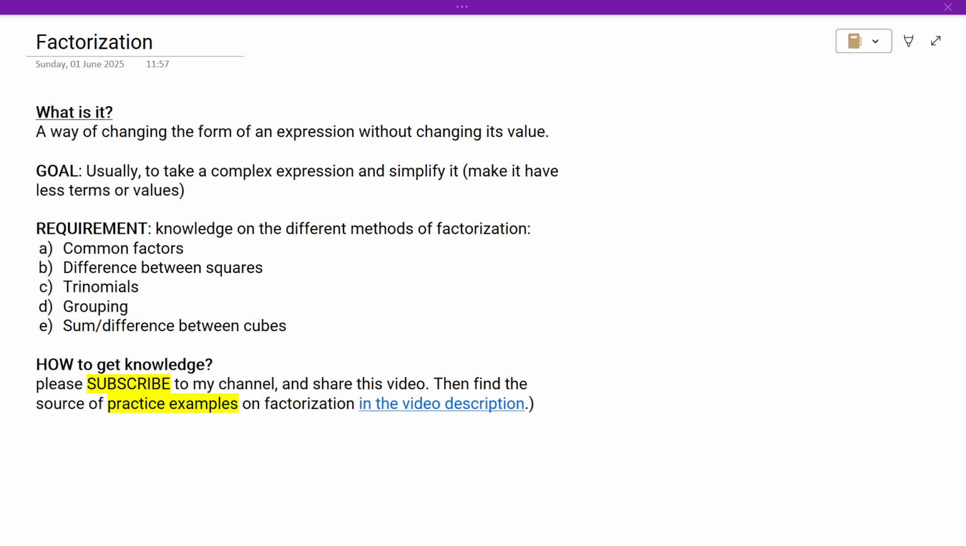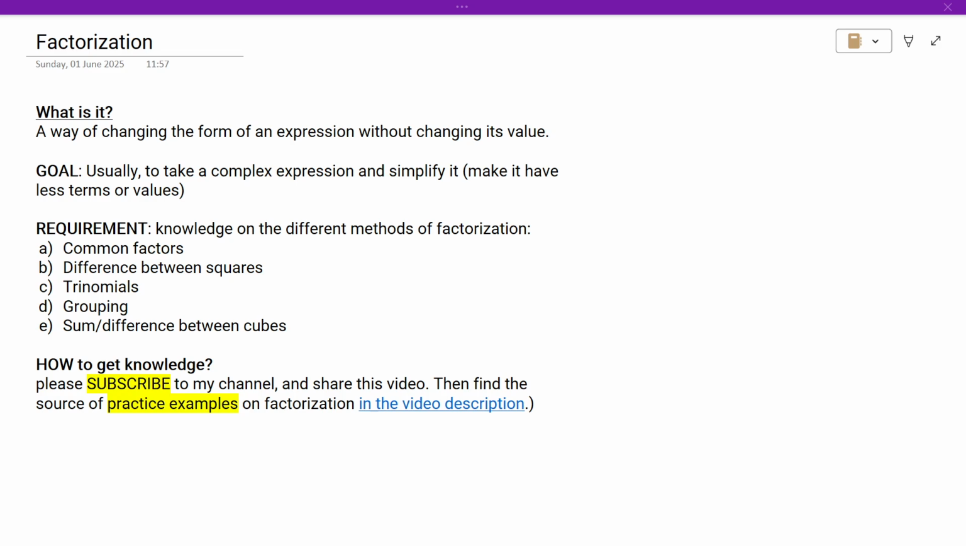Now first, let's do a little crash course on factorization. What is it? Basically, it is a way of changing the form of a mathematical expression without changing the form's actual value. You're not actually changing the value, just the form. Now, the goal of this is usually to take a complex expression and simplify it. In other words, usually to make it into fewer terms, or to have fewer or less complex values.